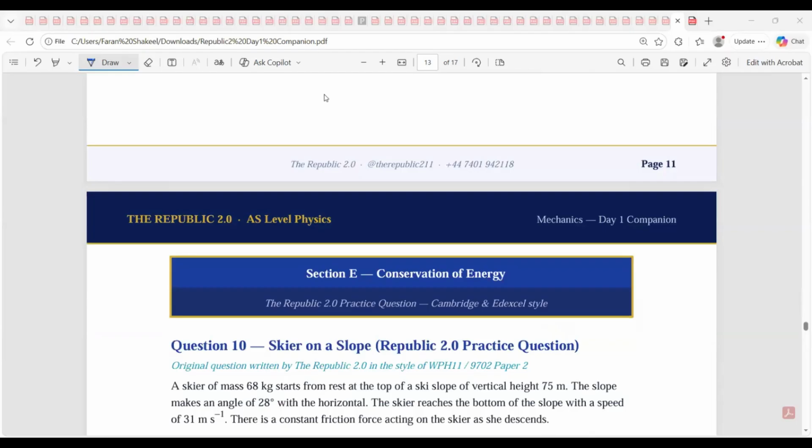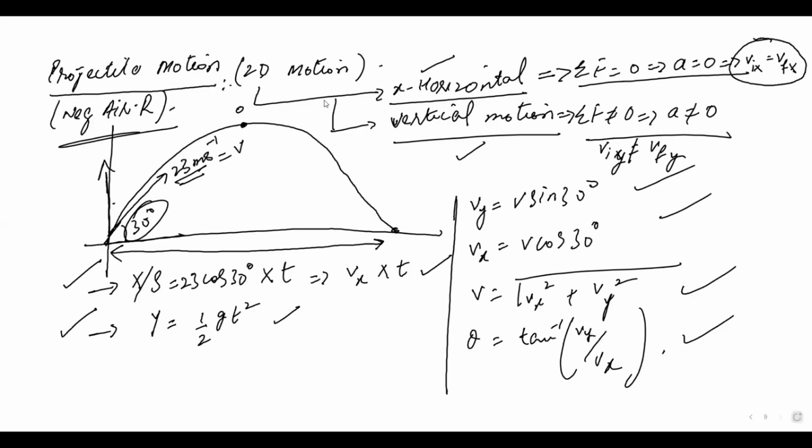So how about this sort of projectile motion now? If you guys have any questions from projectile motion, you can ask. Otherwise, we'll get to the conservation of energy now. Good to go? Anyone? Okay. Is there any question?